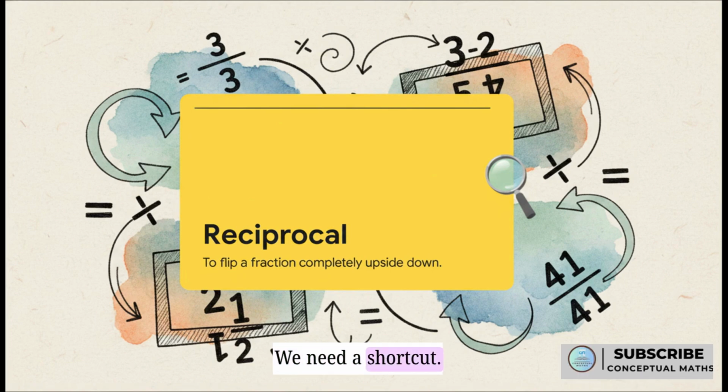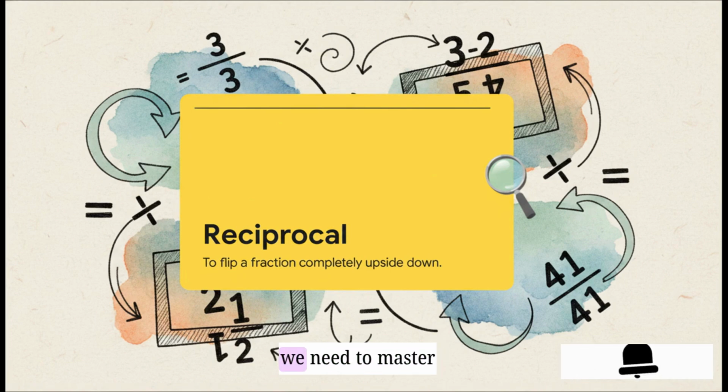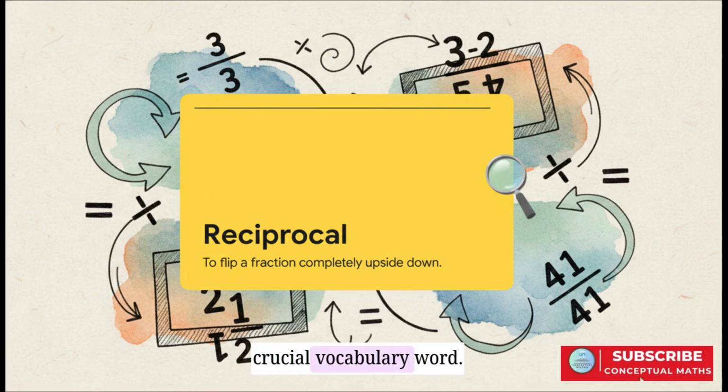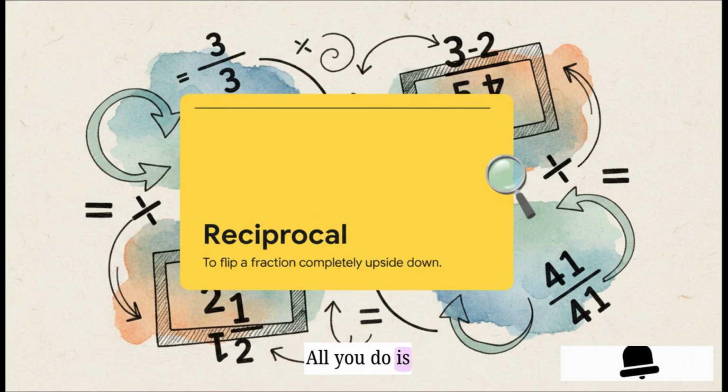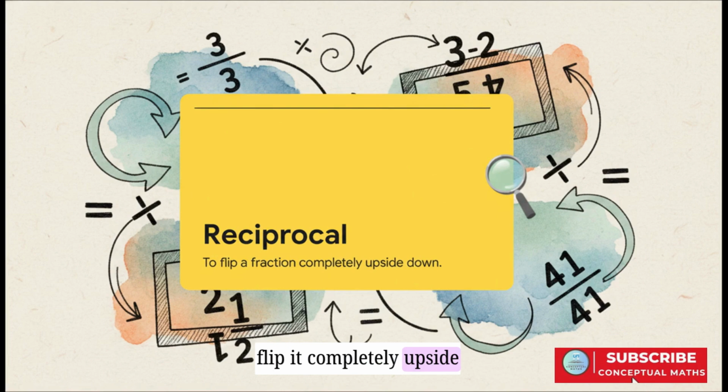We need a shortcut. But before we get to the shortcut, we need to master one absolutely crucial vocabulary word, reciprocal. Finding a reciprocal is unbelievably simple. All you do is take a fraction and flip it completely upside down.